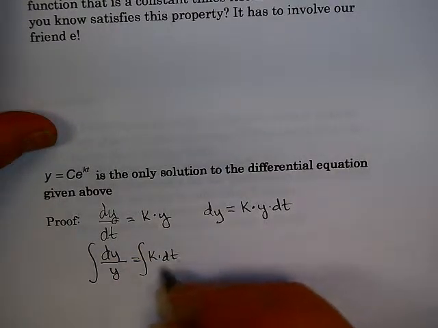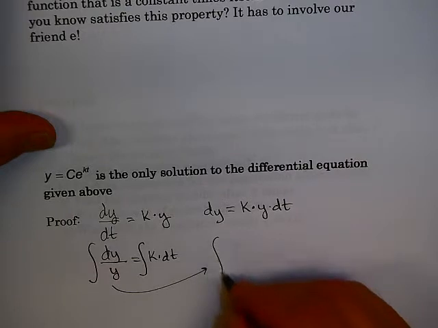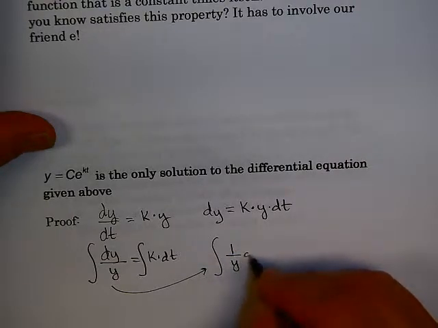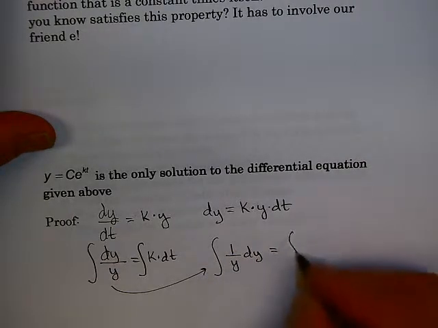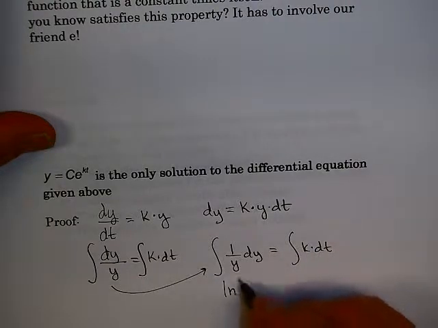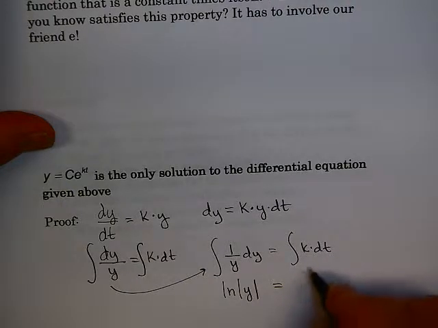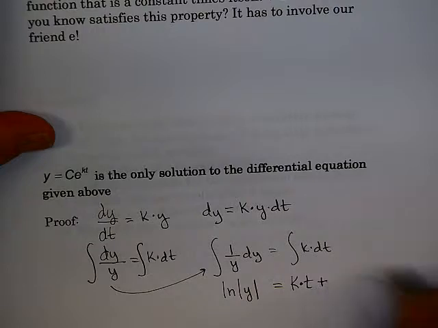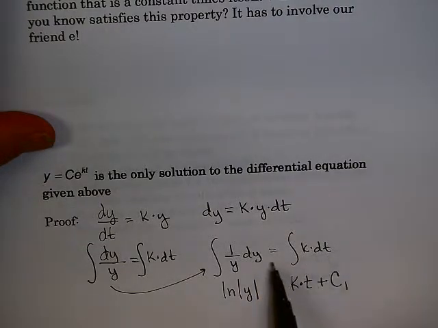What is the integral of this side? Well, that's 1 over y dy. And this is k times dt. The integral of 1 over y is ln absolute value of y. And the integral of k times dt, since k is a constant, is k times t plus a constant I'll call c1. Now I could have put a constant on each side, but since this is any arbitrary constant, I'm just going to put it here.